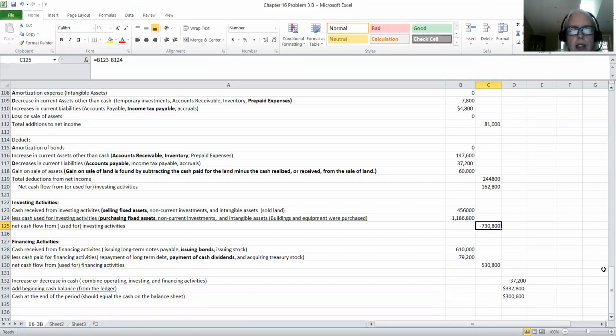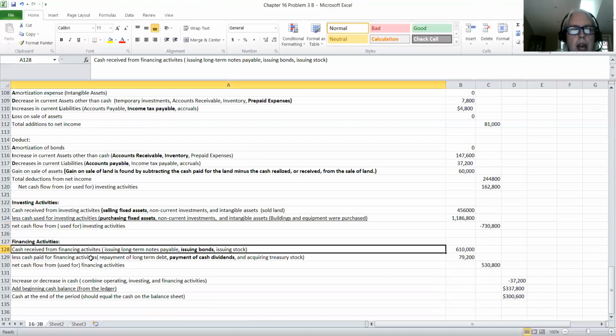Under the financing activities section, we're going to first look for cash that's received from financing activities. The financing activities could be from issuing long-term liabilities such as notes payable or mortgage payable. It could come from issuing bonds payable. It could also come from issuing stock.